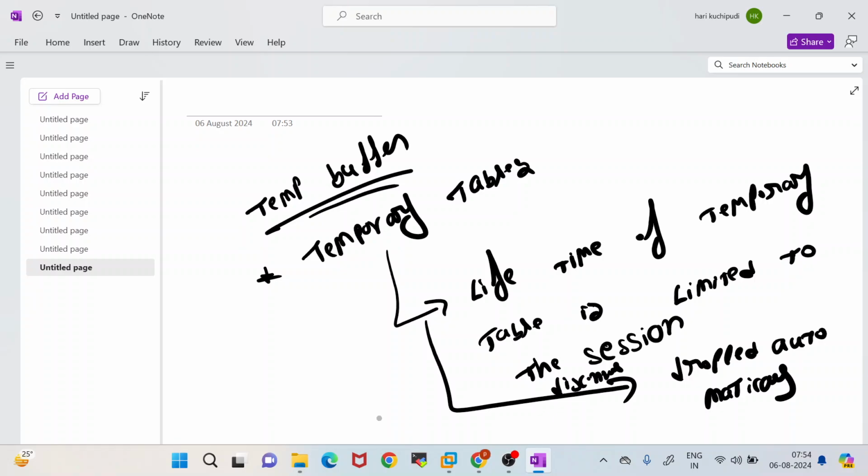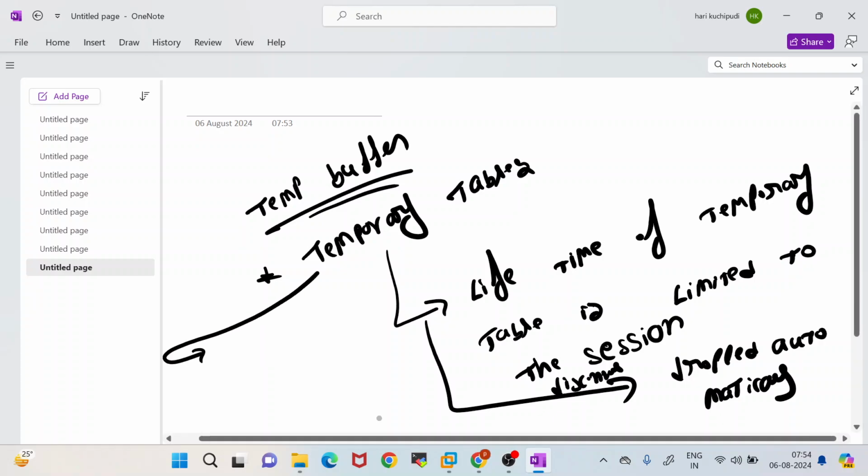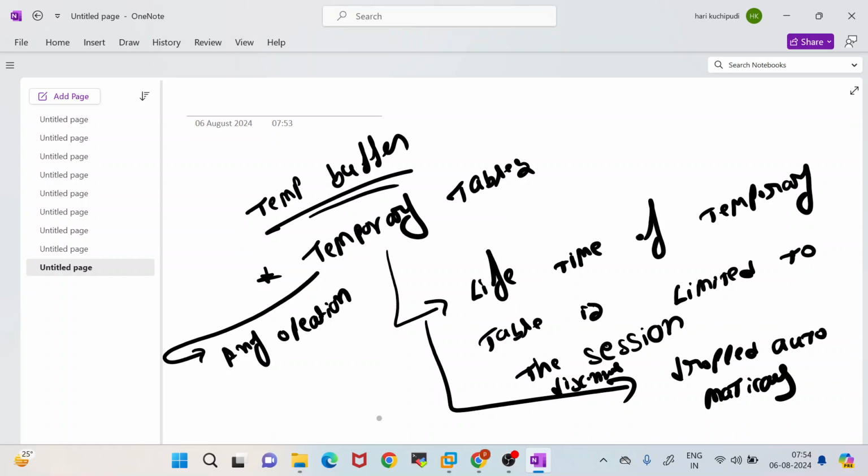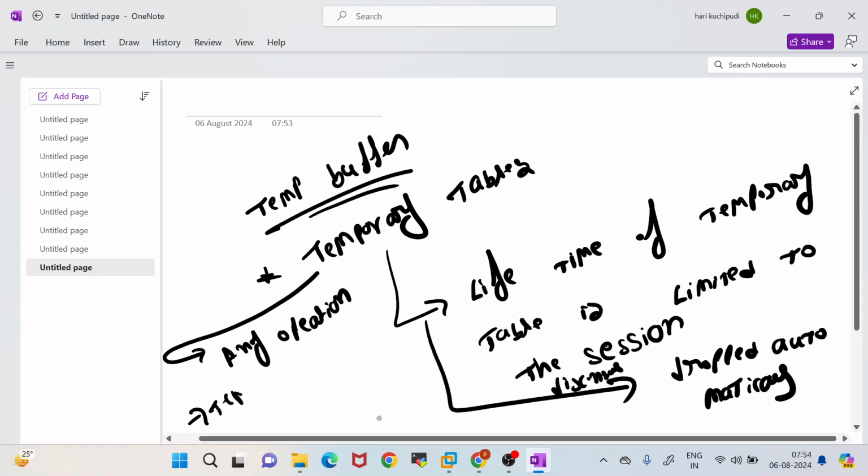So what is the purpose of temp buffers? If you perform any operation on this temporary table, the temp buffers will be used. What is the parameter related to the temporary buffers? temp_buffers is the parameter. And what is the default value? The default value of this parameter is 8 MB.